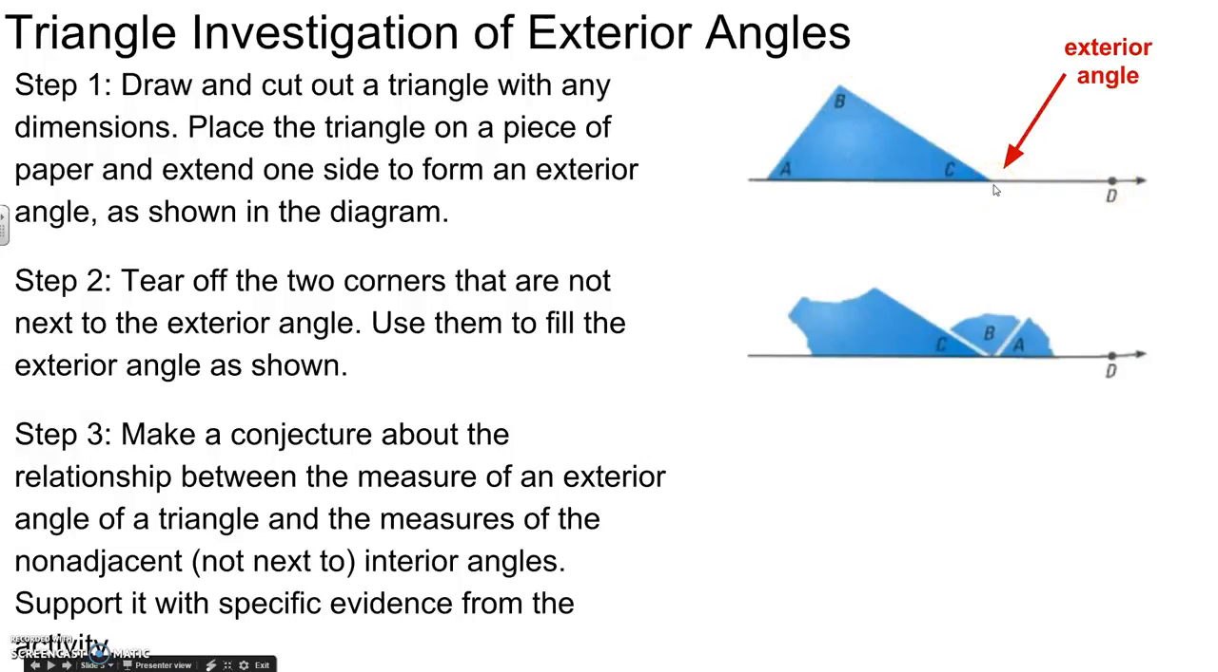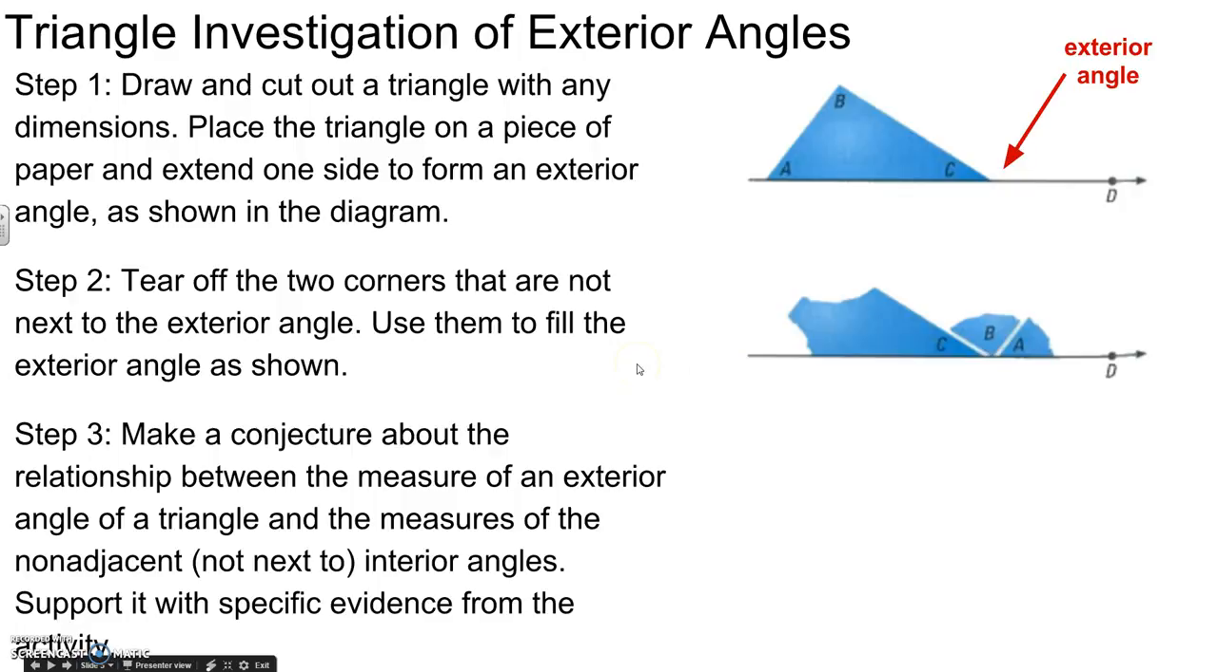Whenever an angle has multiple possible angles that can be formed, you want to use 3 letters. So here I can call this angle A and I can call this angle B, but here I can't call that angle C because we could have BCA or BCD, and that's our exterior angle. So tear off two of the corners that are not next to the exterior angle. So again, you'd tear off A and B and put them over here along the straight line.